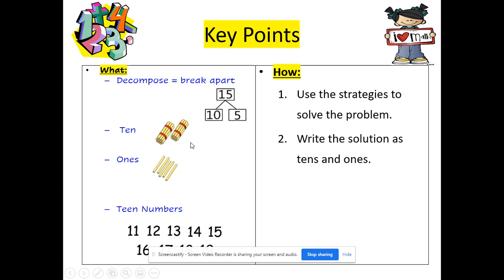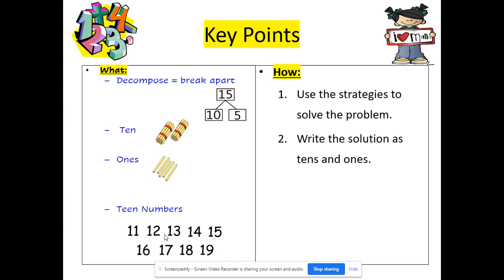And yesterday we even started learning how to draw our tens. We also need to know what ones are. And right here we have 5 ones, 5 extra ones, or those were your imaginary fingers from yesterday. We also need to know what our teen numbers are. Our teen numbers are 11, 12, 13, 14, 15, 16, 17, 18, and 19.